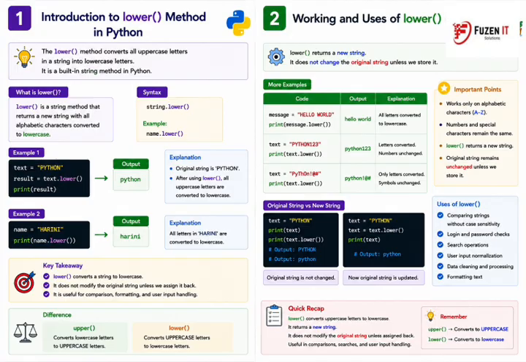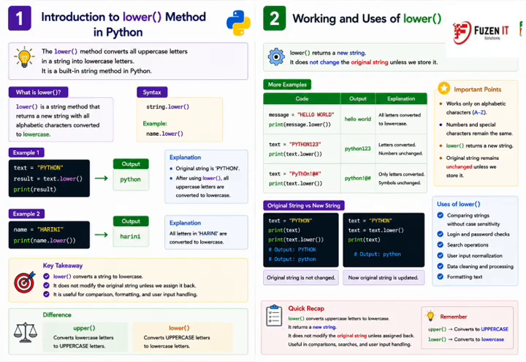In slide 2, we can see the working and uses of this lower method. And here are some examples to understand it. The first example is message is equal to "HELLO WORLD", which is present in uppercase. After giving the code, we get the output "hello world" in lowercase. So here all letters become lowercase, while numbers and symbols remain unchanged.